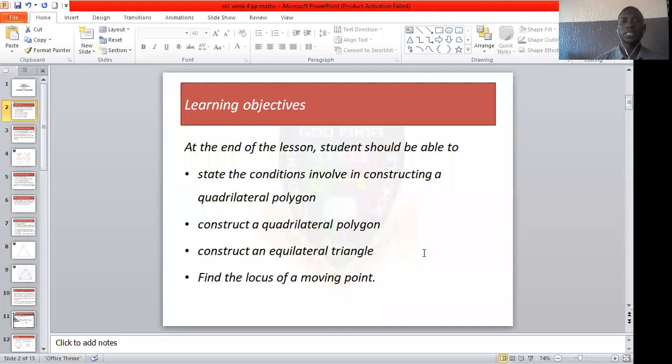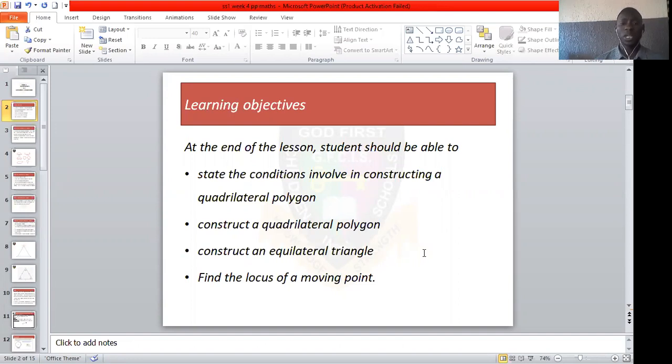At the end of the lesson, students should be able to state the conditions involved in constructing a quadrilateral polygon. You all know what a polygon is. The name of a polygon depends on the number of sides. So when we say quadrilateral, we're talking about four sides. And there are different types of quadrilateral polygon. We have the square, the rectangle, the trapezium. So we'll discuss more about that. Number 2, how to construct a quadrilateral polygon.